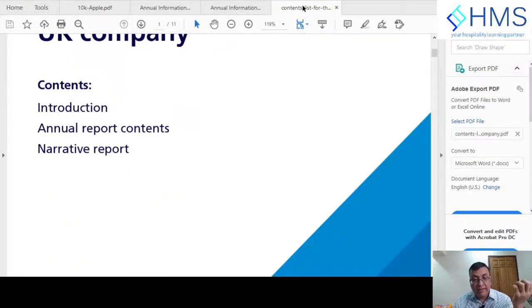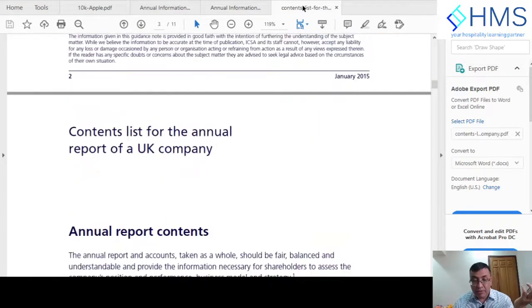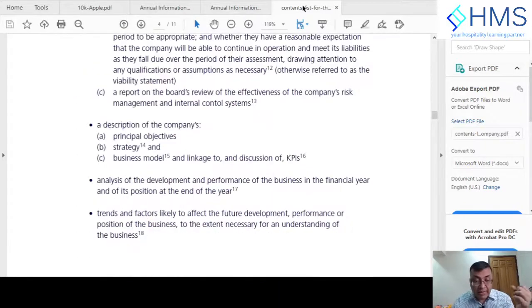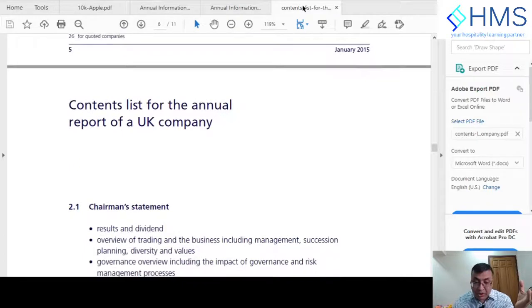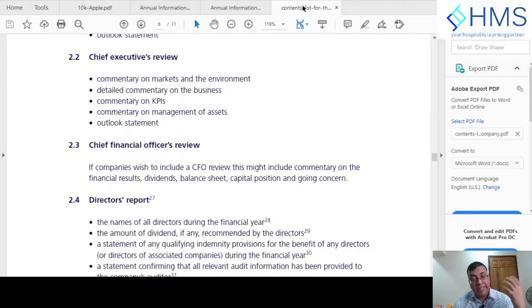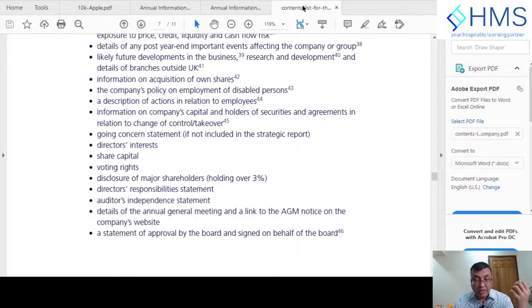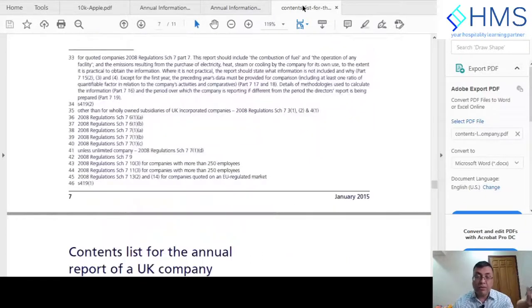Then the UK has separate requirements. The UK has guidance on annual reports, where normally you will have a narrative report, a strategic report, which is equivalent to a director's report. Then you usually have the chairman's statement, and then the CEO review, maybe a CFO review if the company wants to provide that. Then there is a director's report, which is mostly on the important events, share capital, voting rights, and the governance of the company itself.